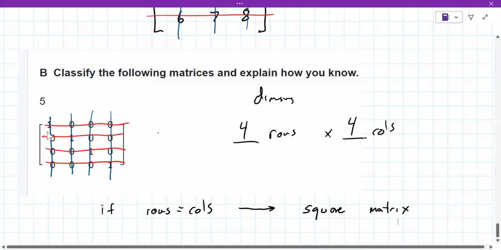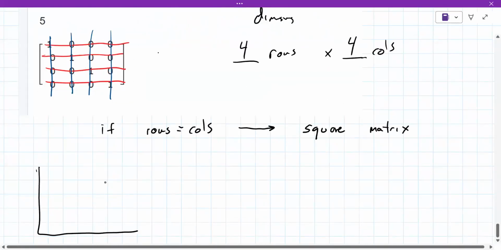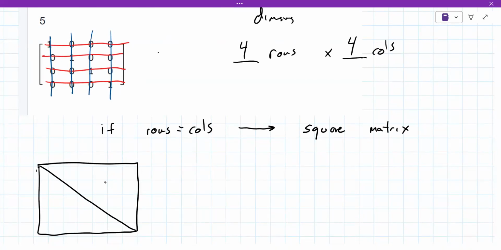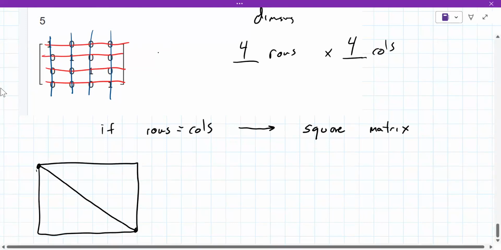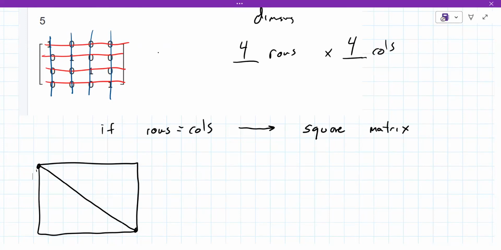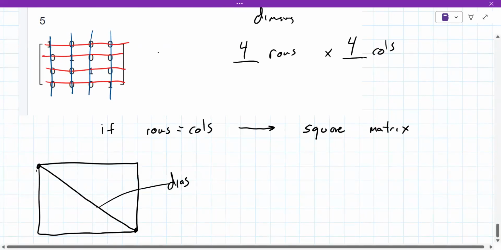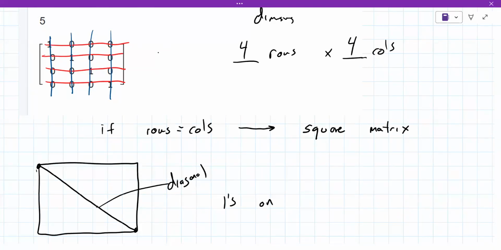Second thing, you should notice that there are a lot of zeros and ones in this. Now, do you remember what this thing is called in a rectangle or square when it goes down from one vertex to the other? I don't remember. It's called the diagonal. So this matrix has ones on the diagonal.